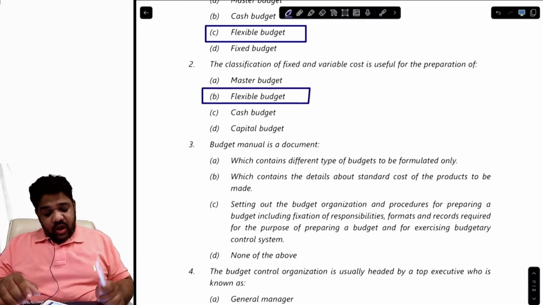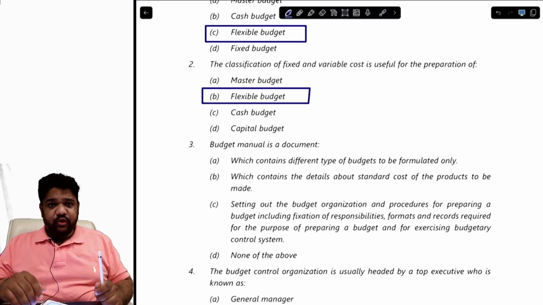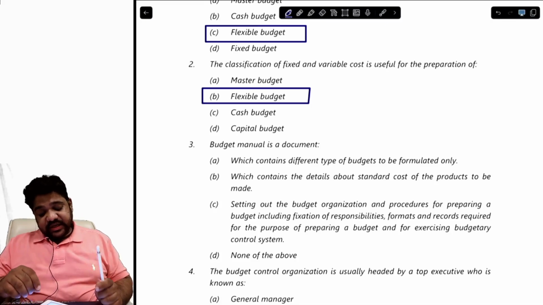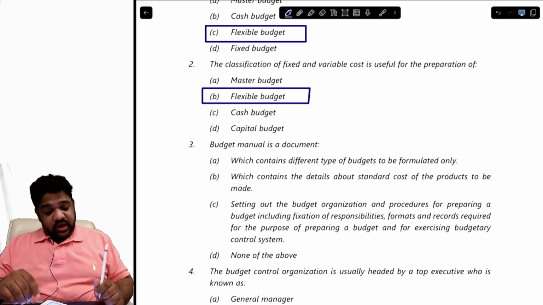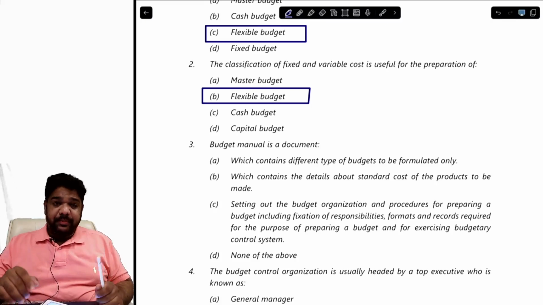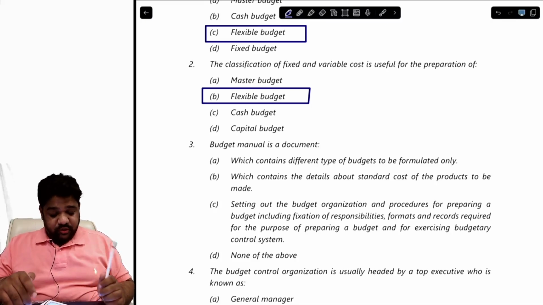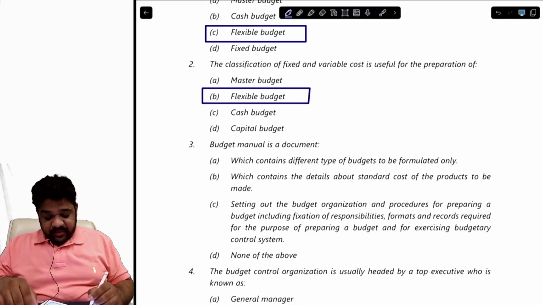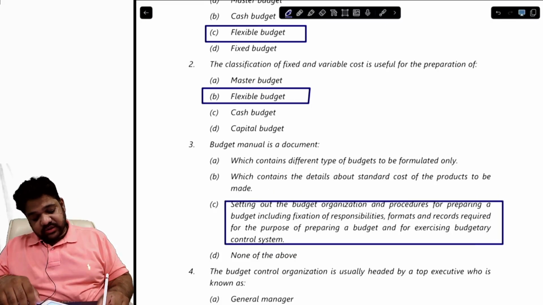Okay. Budget manual is a document which contains different types of budgets to be formulated? No. It contains the details about standard costs of the products to be made? No. It is setting out the budget organization and the procedures for preparing the budgets, including fixation of responsibilities, formats, and records required for the purpose of preparing a budget and exercising budgetary control. This is your right answer.